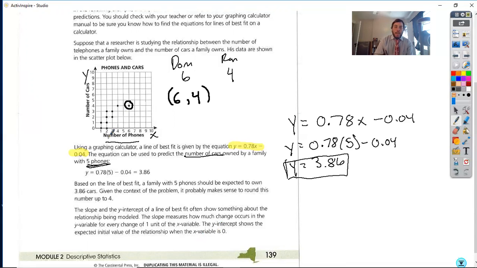So that shows as the number of phones change, what happens to the number of cars. If we increase the number of phones by 1, the number of cars will increase by the slope, which is 0.78. The y-intercept shows the expected initial value of the relationship when the x variable is 0. So here, this is our y-intercept. What that's showing is that if a family has 0 phones, then they most likely, if we look at that number there, have 0 cars.